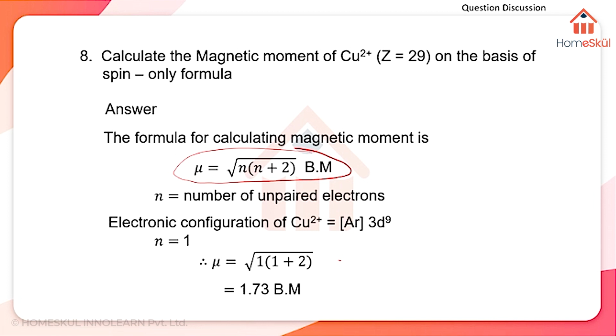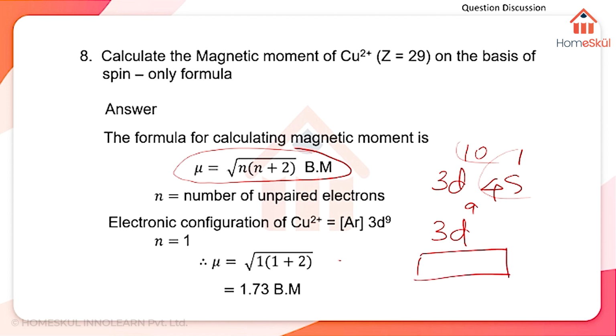We know that the atomic number of copper is 29, and as we have discussed earlier also, the electronic configuration of copper is 3d10 4s1, that is the outermost electronic configuration. After losing 2 electrons, from 4s1 and 3d10, we get 3d9. By representing this in a box representation, we can see how many unpaired electrons there are. See, 5 electrons are filled, then pairing takes place.